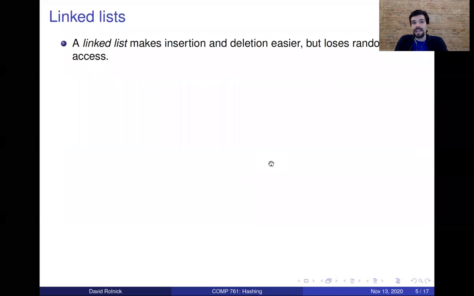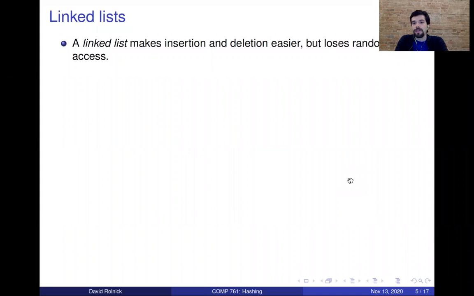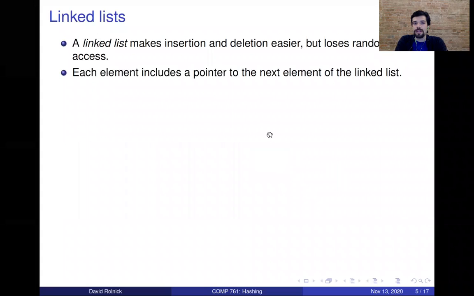Now, linked lists sort of do the trade-off differently. Instead, insertion and deletion are easier, but you don't have random access anymore. Each element is going to include a pointer to the next element of the linked list, and the memory might not be consecutive. But when you're at one point in the list, you'll know how to get to the next point in the list, but you won't necessarily know how to jump. You couldn't necessarily jump to the 10th element.